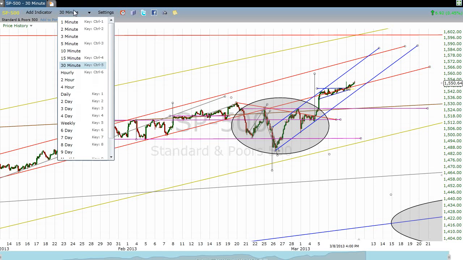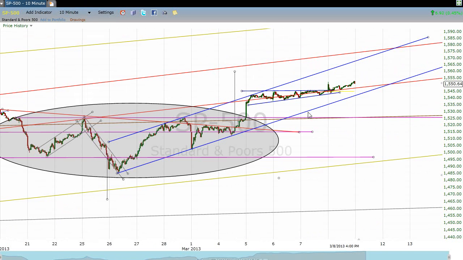Let's do a quick review of what happened on Friday. Friday we got over this little, what appears to be a little consolidation pattern here that looks like it wants to continue this move up to that 1560 level.